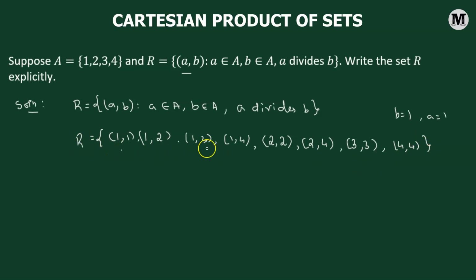So set R contains 1, 2, 3, 4, 5, 6, 7, 8 ordered pairs, where the first element, represented by a, and b is the second element, and the first element is going to divide the second element in each of the ordered pairs.